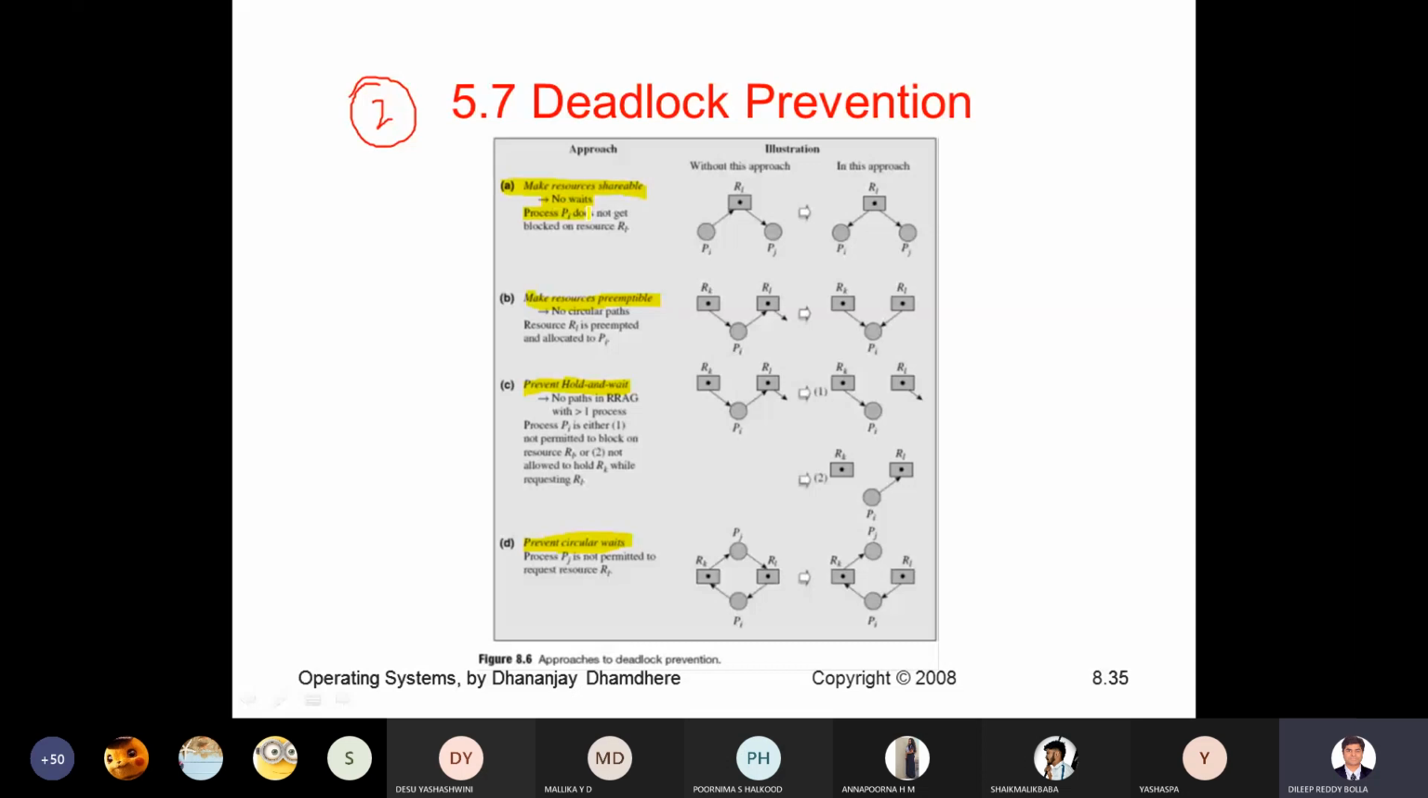The process P1 does not get blocked in the resource R1. You see this one here. Without this approach, if we are trying to use, what will happen? So the P1 is given to R1, R1 is given to Pj. So like this we gave. Now actually it is not given in this way, but is this correct?